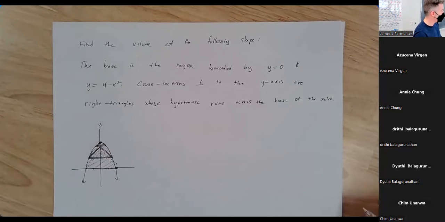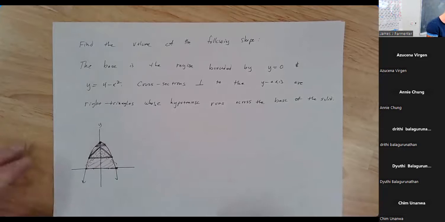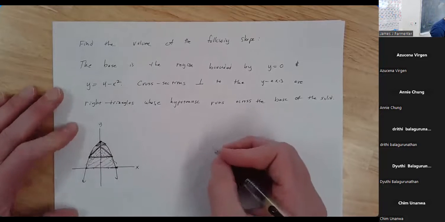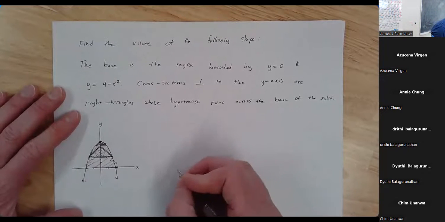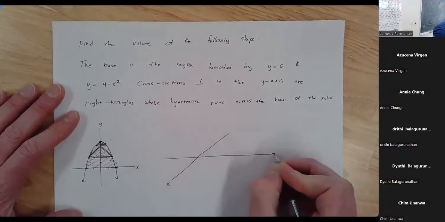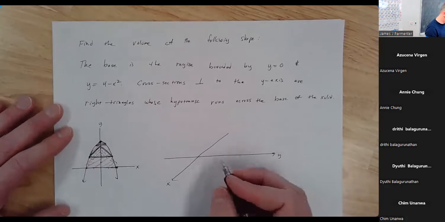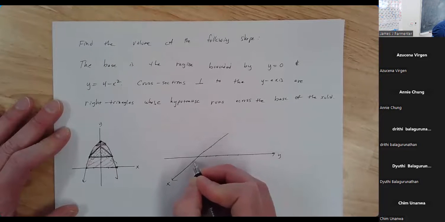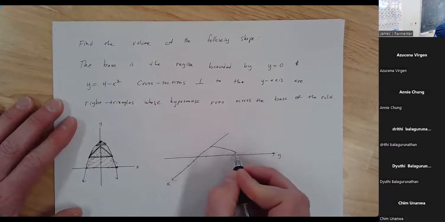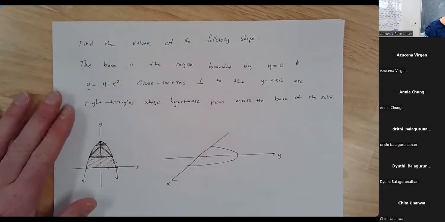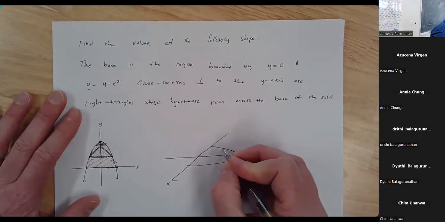It's nicer to try and draw it from a different perspective. So let's do this instead. Often we do it this way. I like to draw the x-axis here and the y-axis here. And I'm going to just wing it, which is always a good plan. Here's my parabola, kind of. That's pretty good. So there's my parabola, my base, and then here are my cross sections perpendicular to the y-axis.